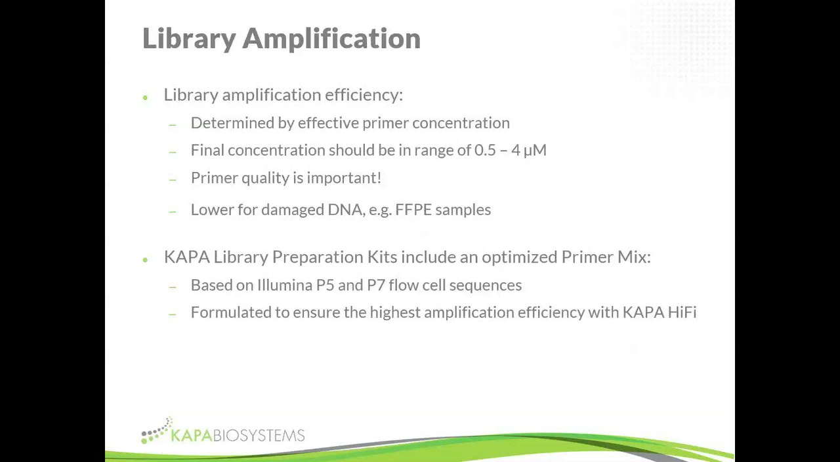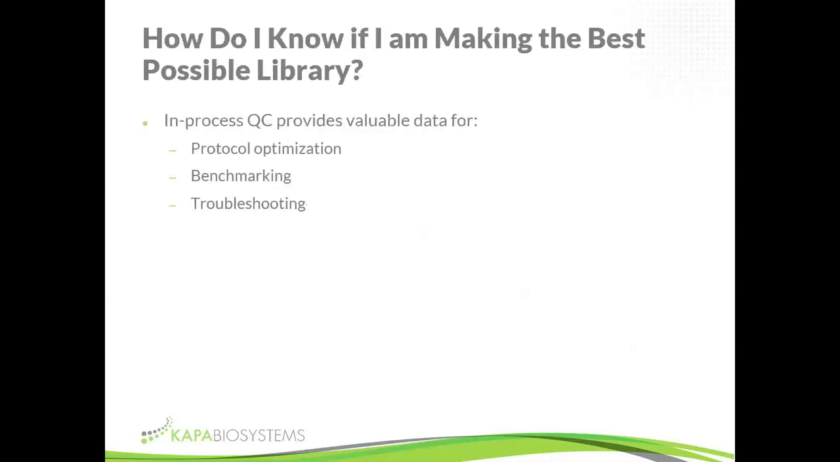So how do I know? We talked about all these parameters. We talked about different ways of making libraries. We talked about all the parameters that can be optimized. But how do you know that you've done it as well as you possibly could? We obviously try to provide really good guidelines as a starting point, but how do you know? And so this is where QC comes in.